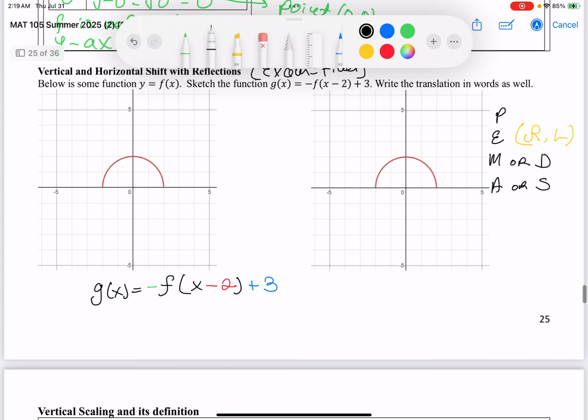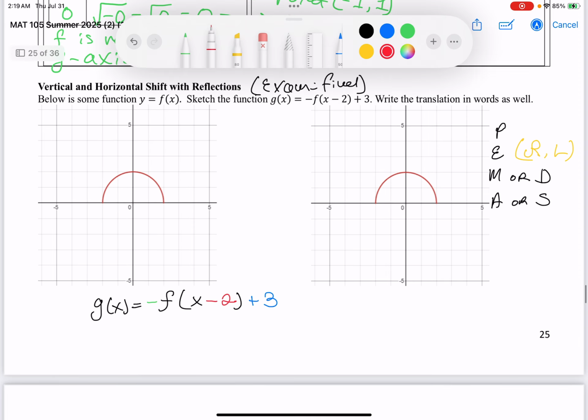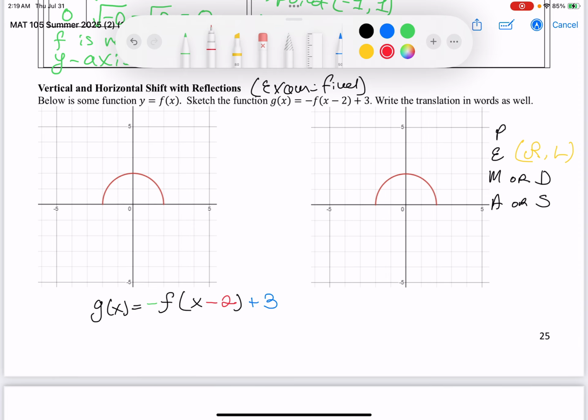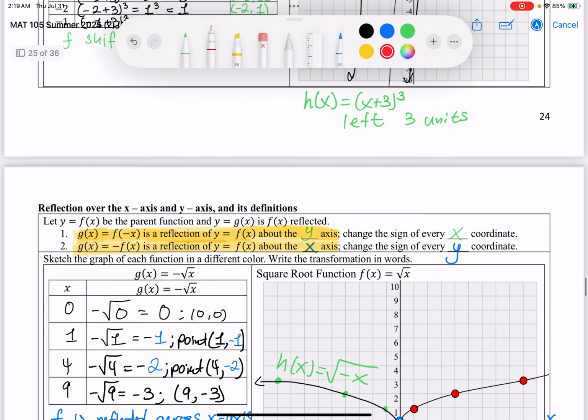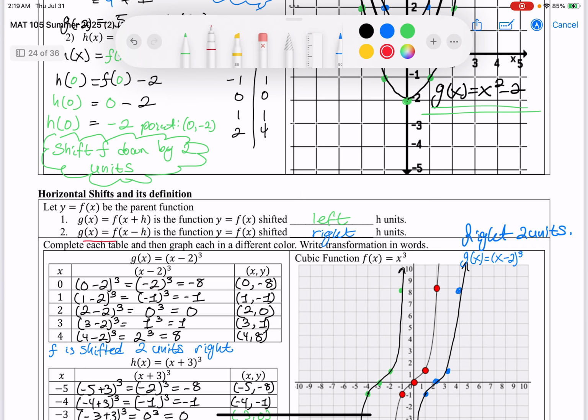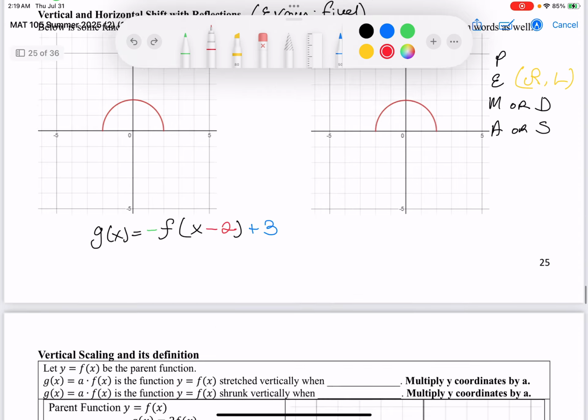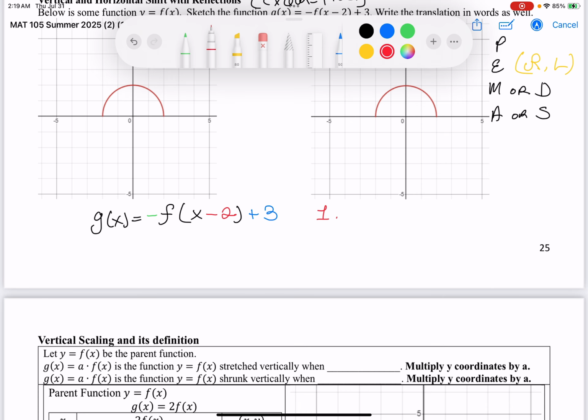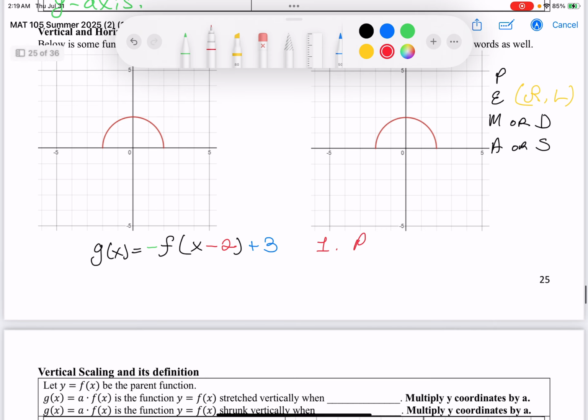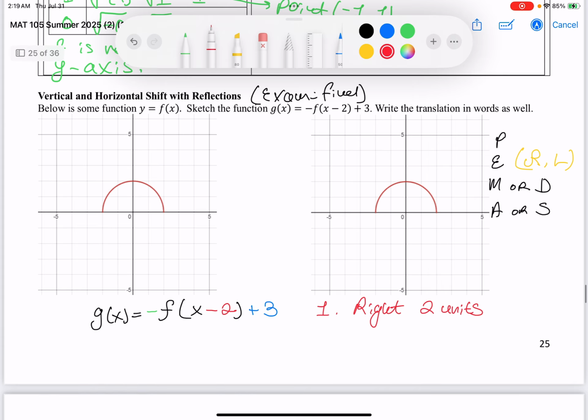Anyways, let's focus on the inside of the parentheses. Inside of our function, we have subtraction. So when we have subtraction inside of our function, that is shifting to the right. Once again, when we're subtracting inside the function, that's shifting to the right. So number 1, we do the parentheses. So that's right 2 units in this case. After parentheses, it is multiplication or division.